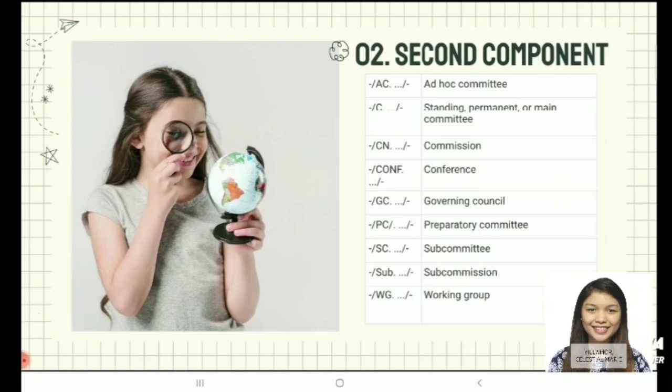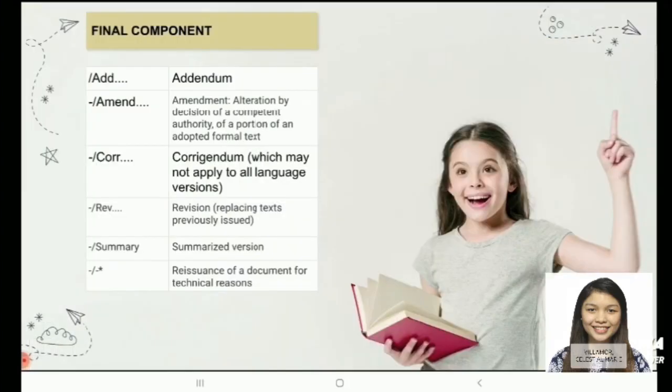For the secondary component, we have, for example, Ad Hoc Committee, Standing, Permanent or Main Committee, Commission, Conference, Governing Council, Preparatory Committee, Subcommittee, Subcommission, and Working Group, and their corresponding symbols. And for the final component, which denotes the nature of the document, we have symbols for addendum, amendment, corrigendum, revision, summarized version, and we also have one for reissuance of a document for technical reasons.